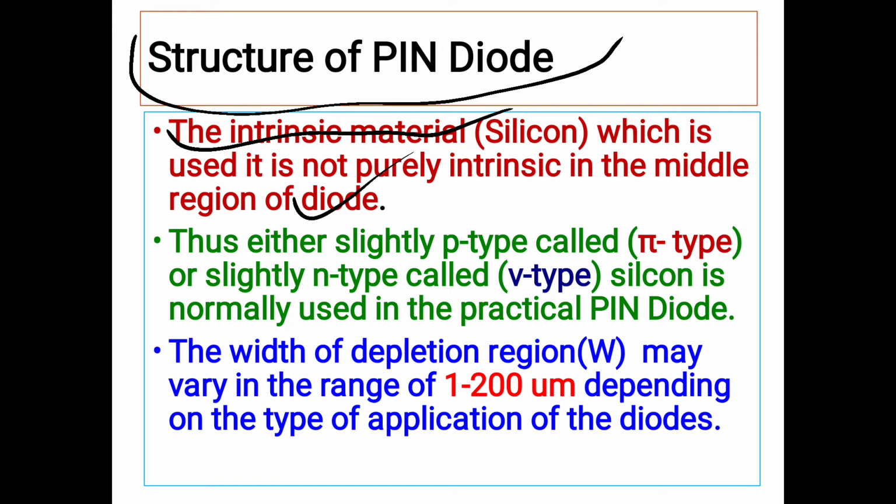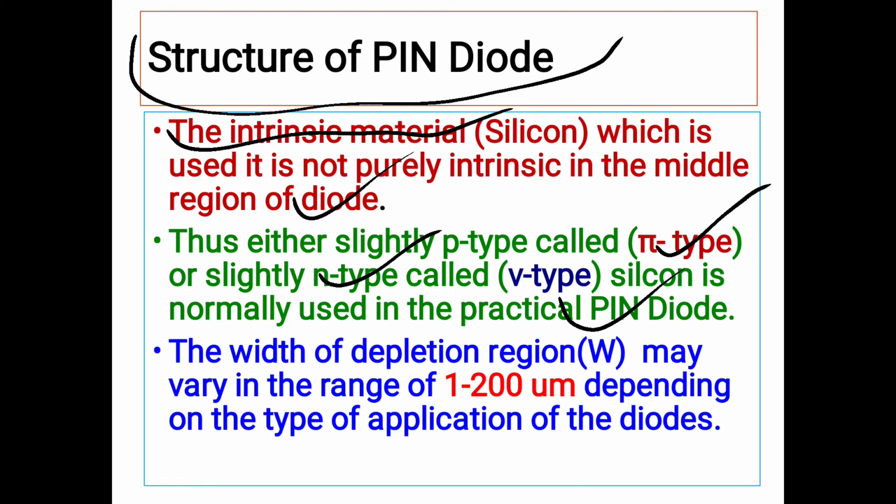Thus either slightly P type, called the pi type, or slightly N type, called the nu type, silicon is normally used in the practical PIN diode. The reason is that the P region and the N region are also created with the help of silicon or germanium. So practically it is impossible to use a pure intrinsic semiconductor between the P region and the N region.